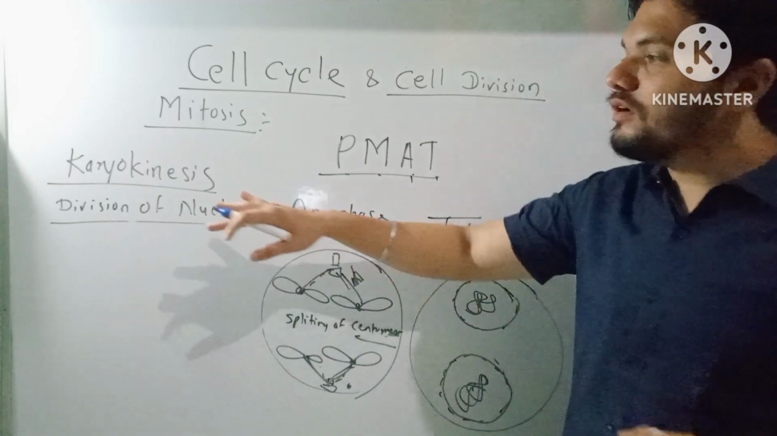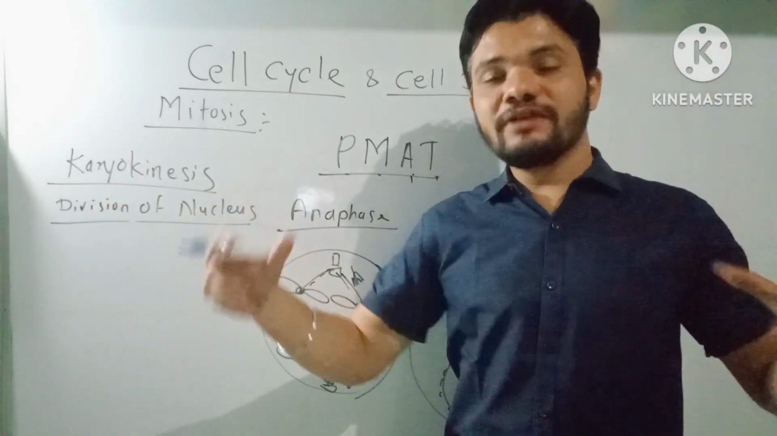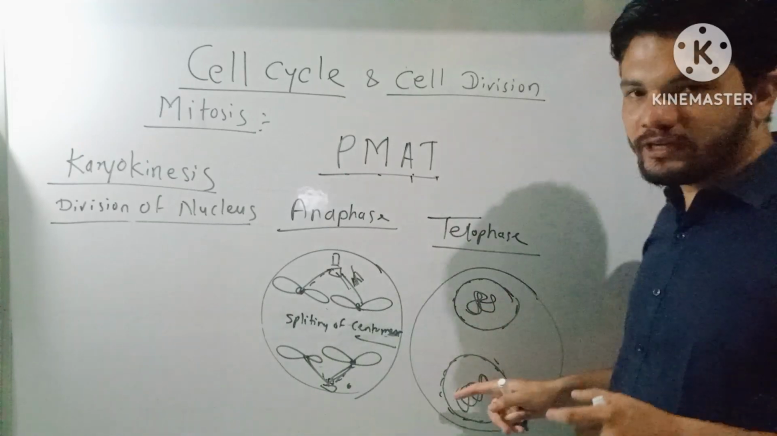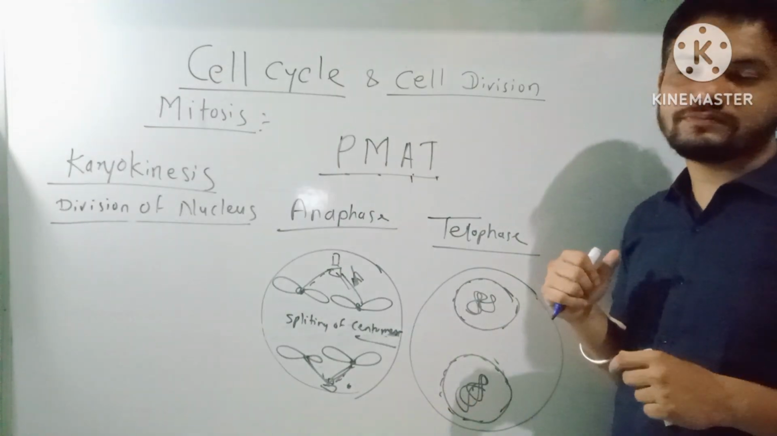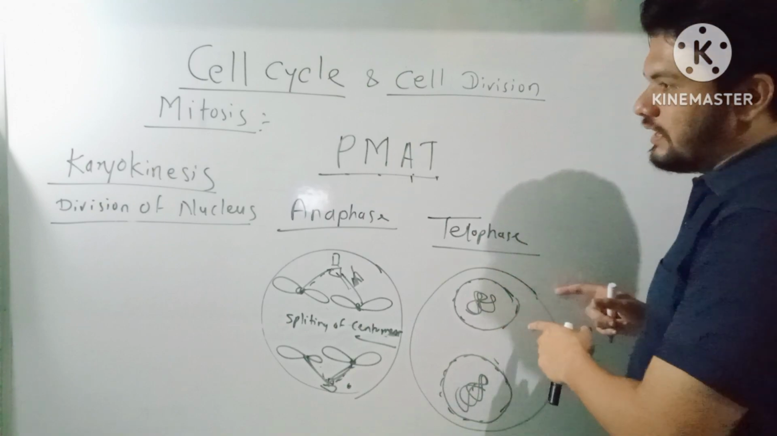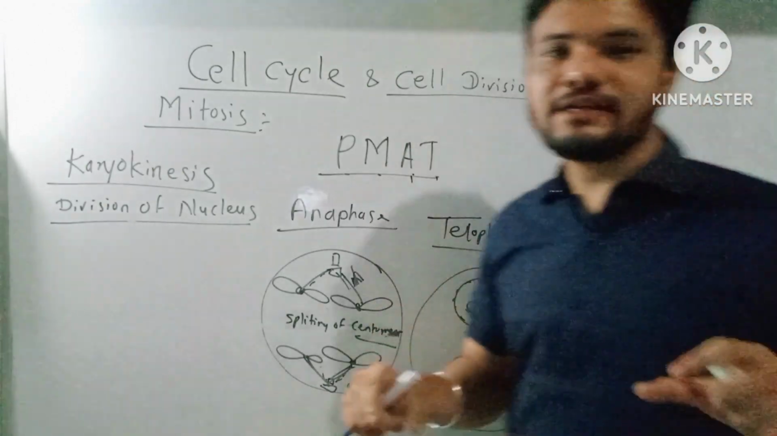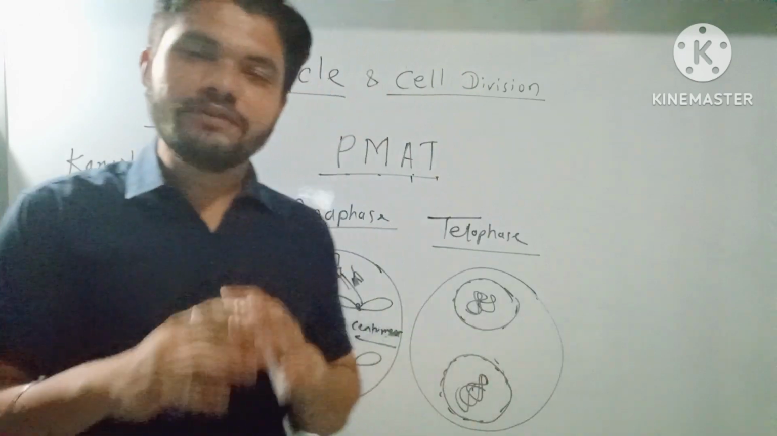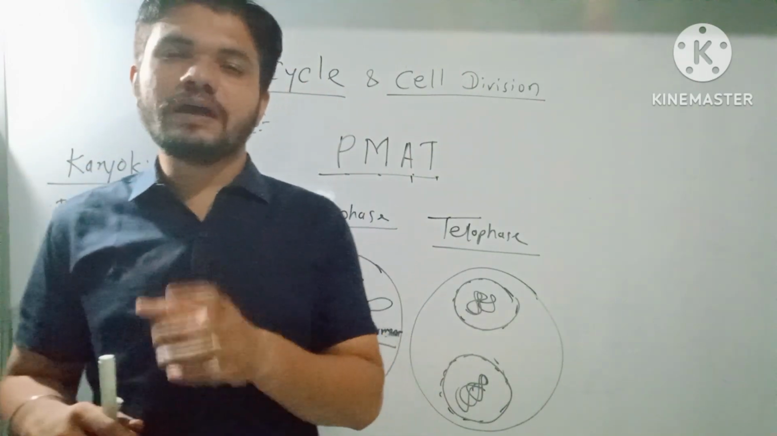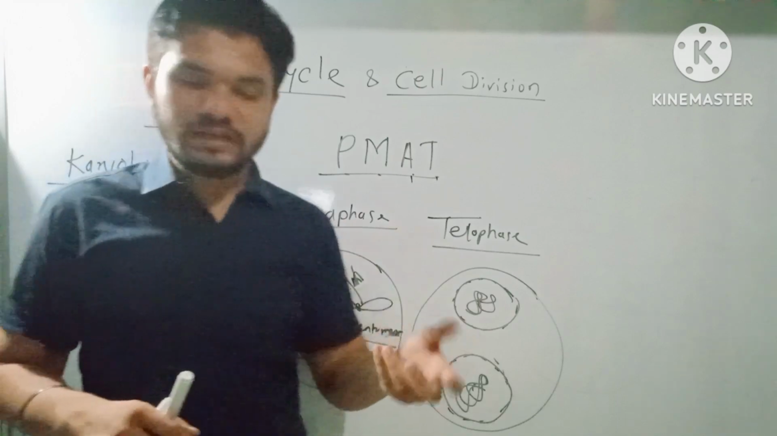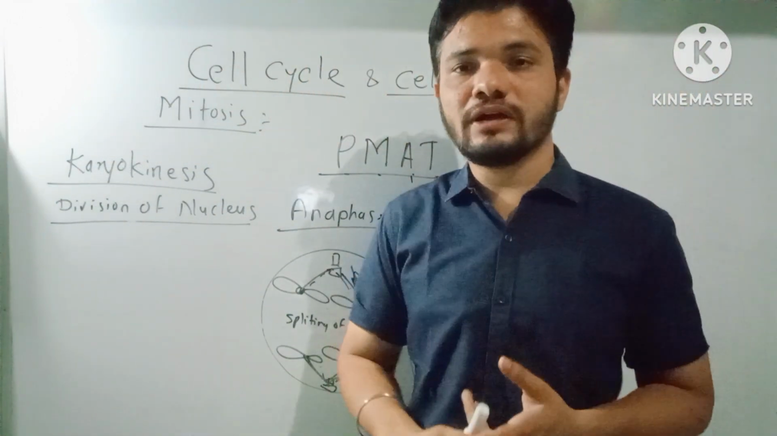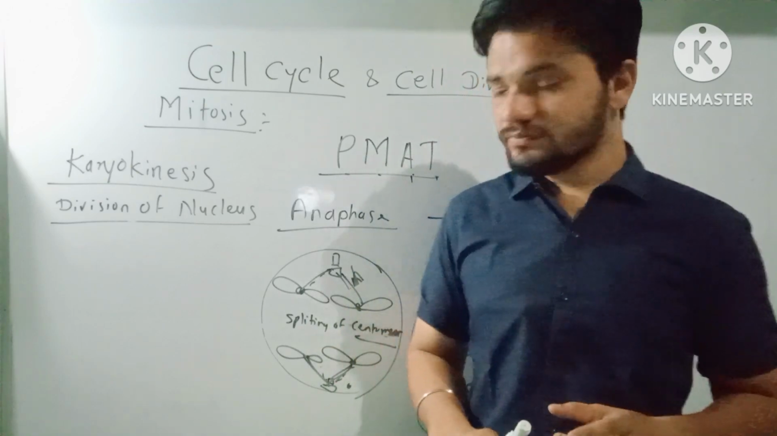So, what was the goal of karyokinesis? The division of the nucleus. So, here you can see the two daughter nuclei are produced. After telophase, cytokinesis will be done, which is the division of the cytoplasm. It takes place differently in plants, and there is a slight difference between the cytokinesis of the plant cell and the cytokinesis of the animal cell.